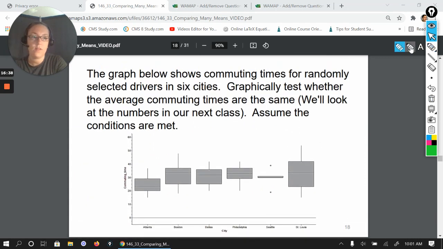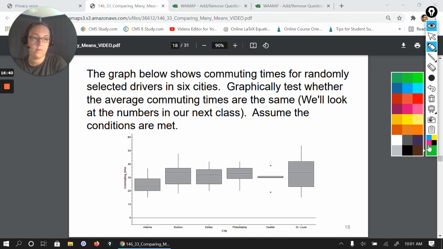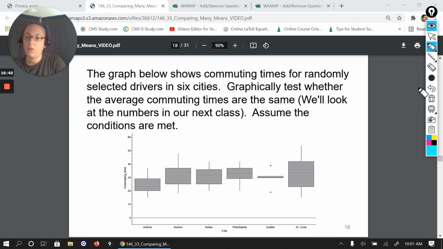So here's example 4. The graph below shows commuting times for randomly selected drivers in 6 cities. Graphically test whether the average commuting times are the same. We'll look at the numbers in our next lesson and assume the conditions are met.